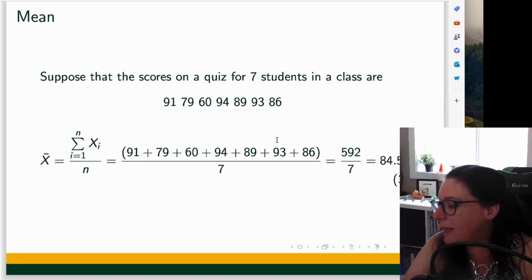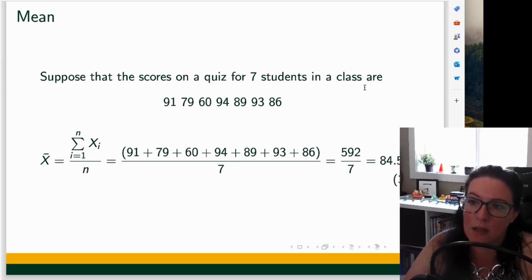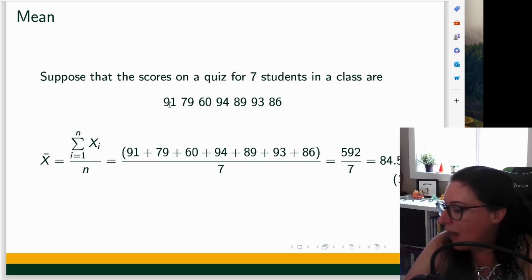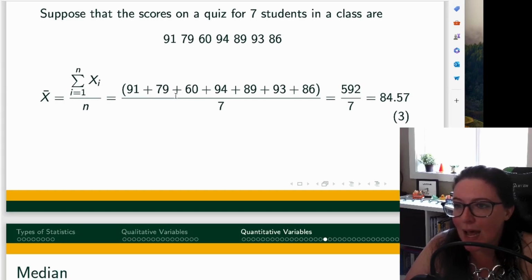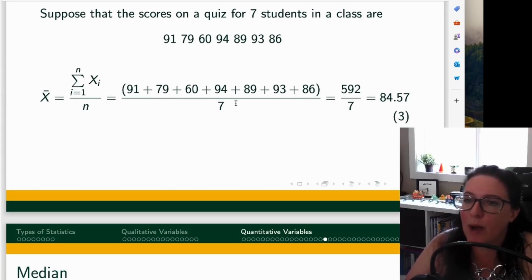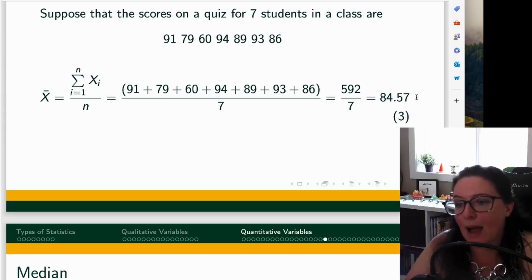So if we were to find the mean, for example, let's say we have the score on a quiz for 7 students in a class. Here's their grades, 91, 79, 60, so on. All we have to do is add them together and divide by our sample size of 7, and we would get that that was the average.